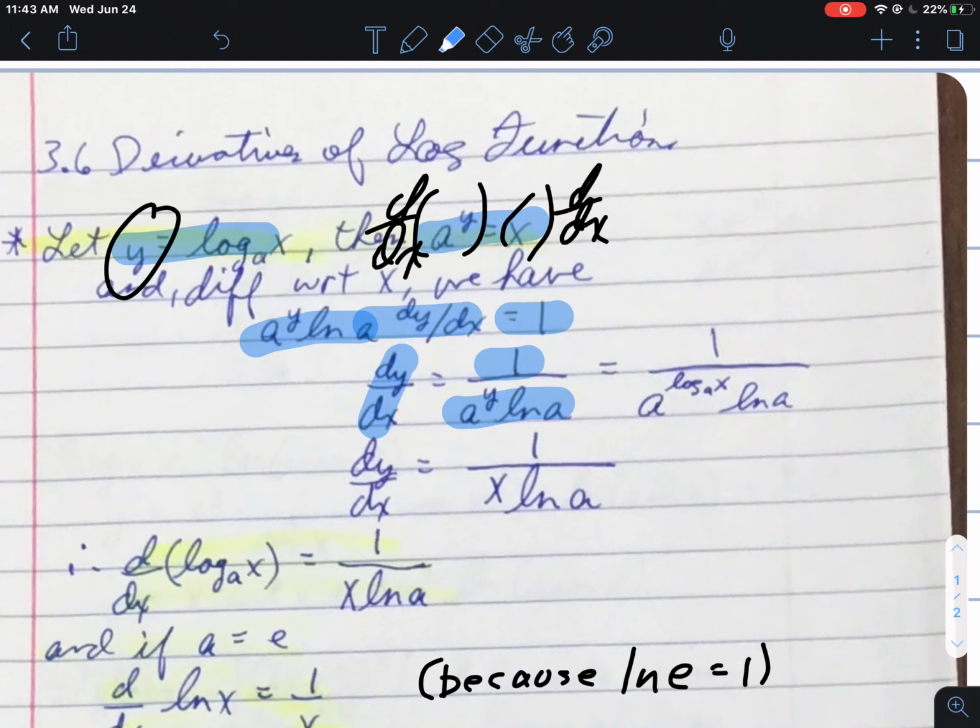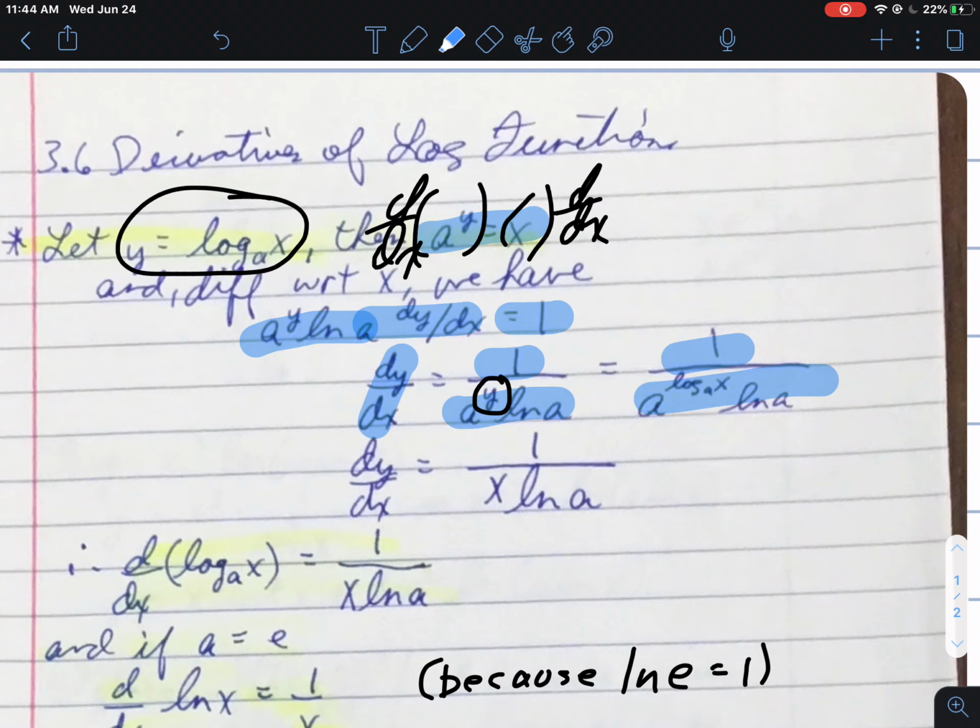Then we can come back up to the top and say, wait, I can replace y with log base a of x, because y is equal to log base a of x. Since those are equivalent, now I've got 1 over a raised to the log base a of x, times the natural log of a.